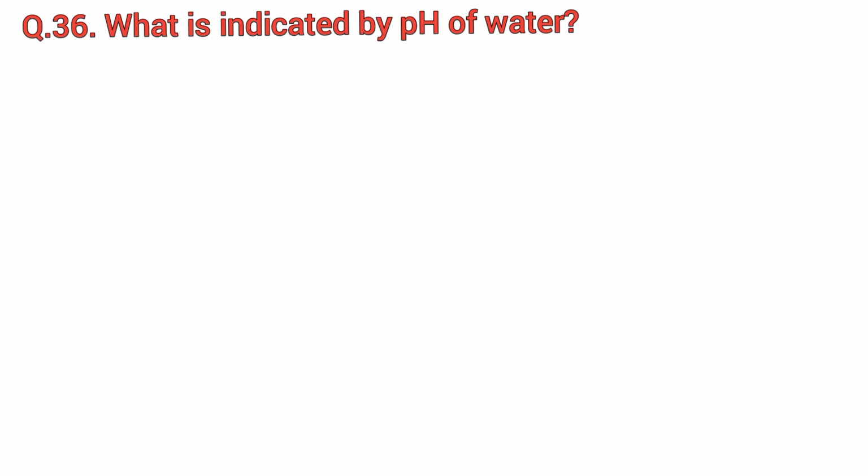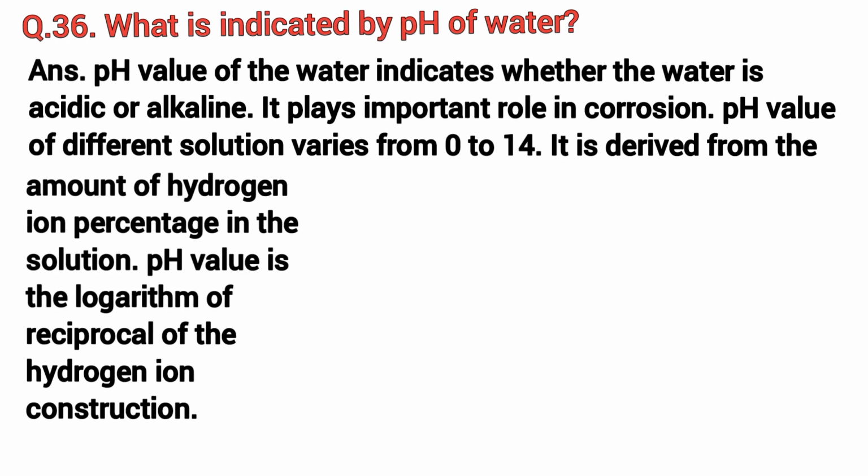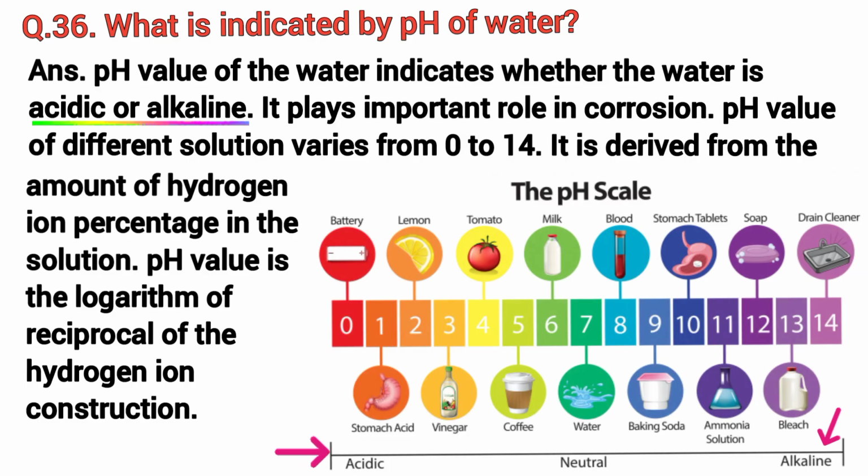What is indicated by pH of water? pH value of the water indicates whether the water is acidic or alkaline. It plays an important role in corrosion. pH value of different solutions varies from 0 to 14. It is derived from the amount of hydrogen ion concentration in the solution. pH value is the logarithm of the reciprocal of the hydrogen ion concentration.